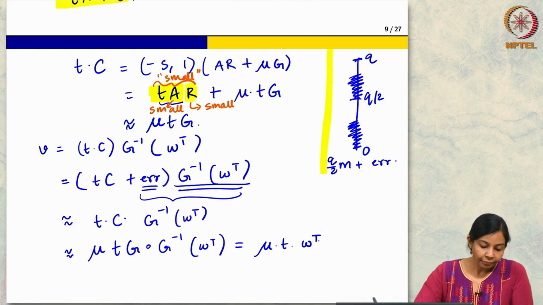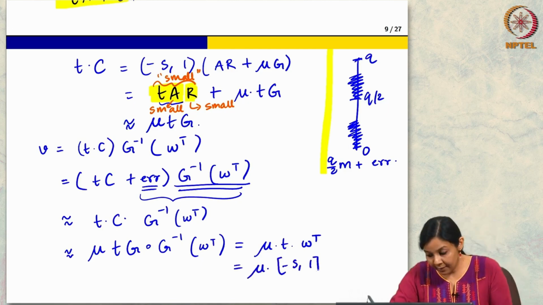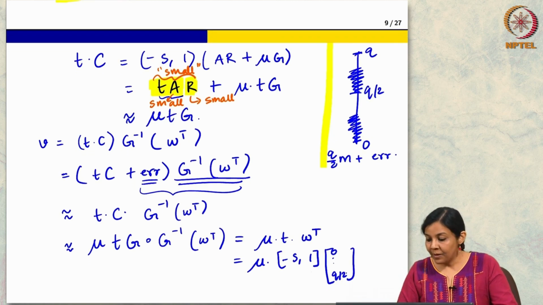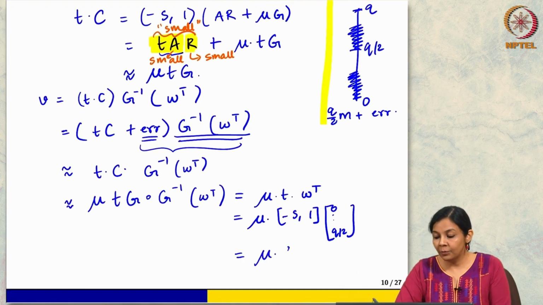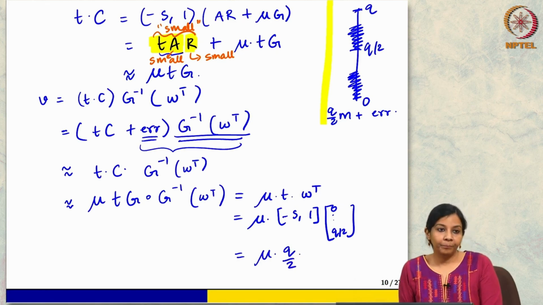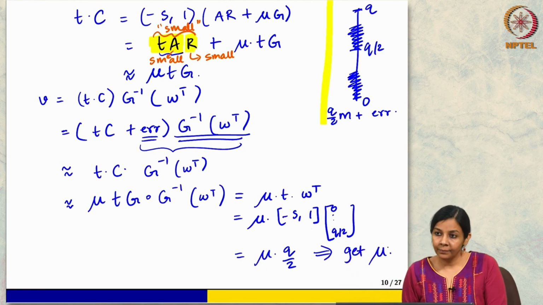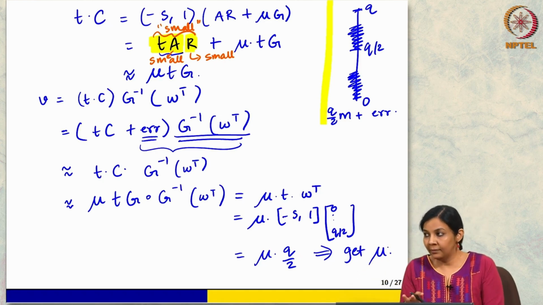And now what is W transpose, and what is t? So, let us write this. This is mu times minus s1, and this W is zeros with q by 2. Then the inner product of this is just mu q over 2, and from this I can get mu back. So, it just seems like a slightly more complicated version of the scheme we saw yesterday.